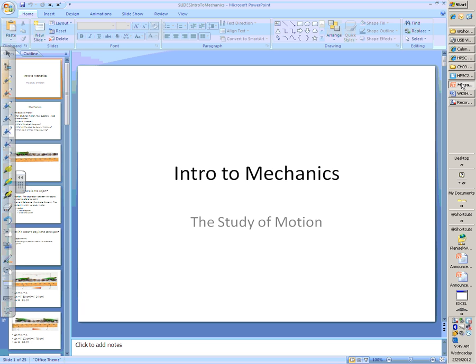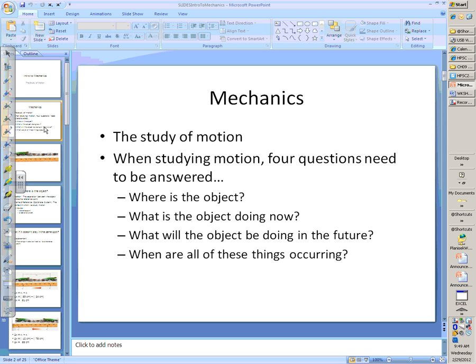Yesterday, we introduced the second question, Sam. What was the second question? What is the object doing now? Before we get into the last 2 questions, what will it be doing in the future, and when are all these things occurring, we'll deal with that on Friday. Let's start with what is the object doing now? Yesterday, we talked about 2 answers to that question. What are the 2 things that can answer the question of what is the object doing right now?